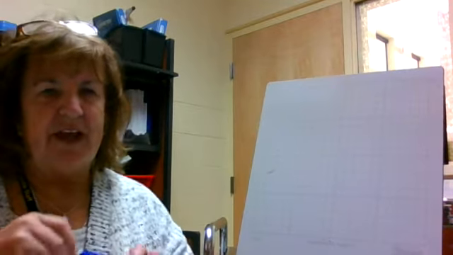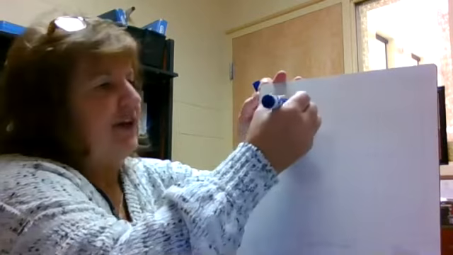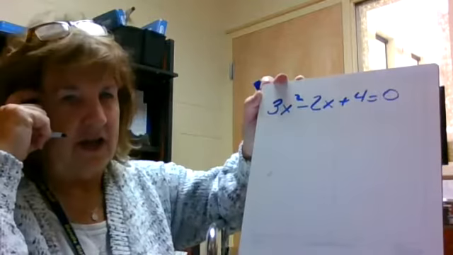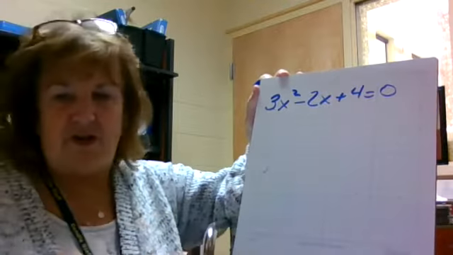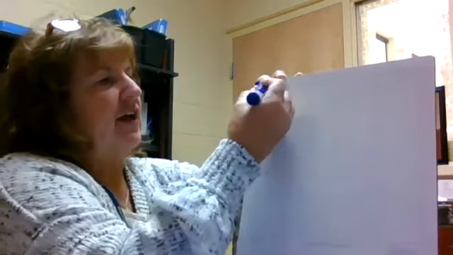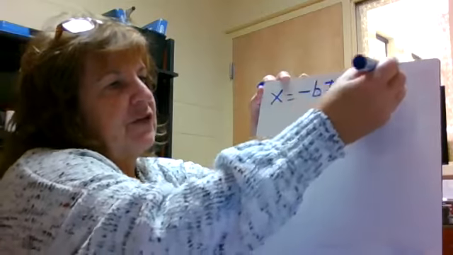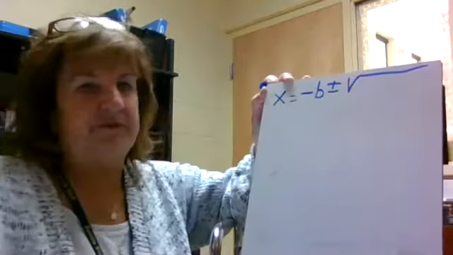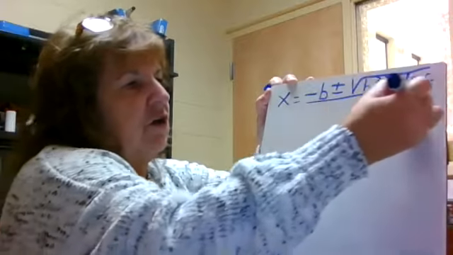Practice number 2 gives us the problem 3x squared minus 2x plus 4 equals 0. And remember that we're going to use the quadratic formula, which actually, let me write that first. That way we don't have to keep rewriting it. The quadratic formula is the opposite of the b number plus or minus the square root of b squared minus 4ac, all over 2a.